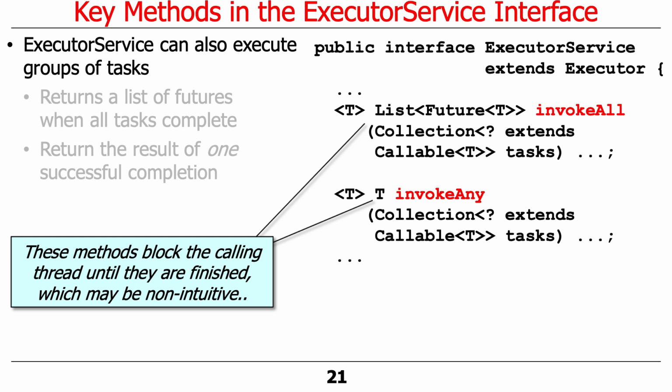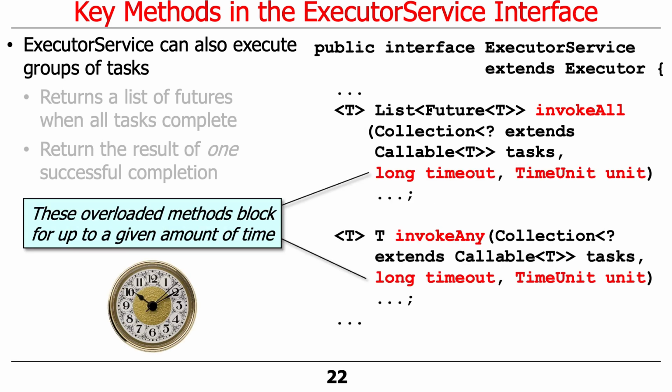It's a little bit non-intuitive because invoke all and invoke any both block until they're finished. So you have to remember that they themselves are not asynchronous. The calls that they're invoking on the tasks in the collection are asynchronous, but these calls block until they're done, and that took me a while to get my head around at first.